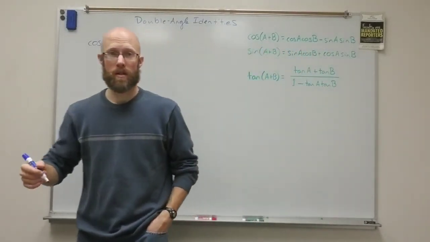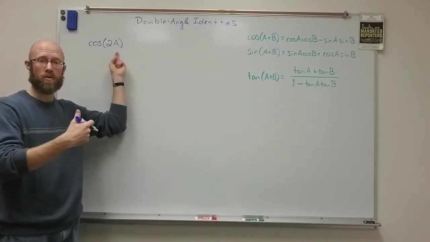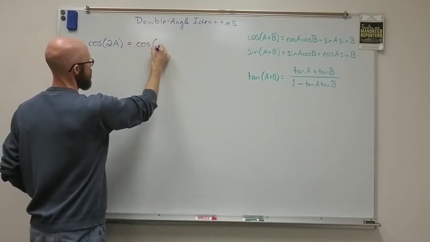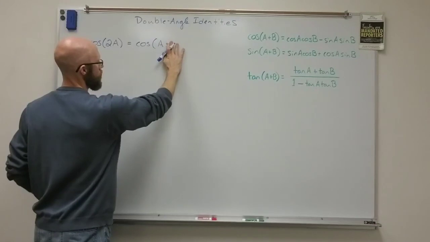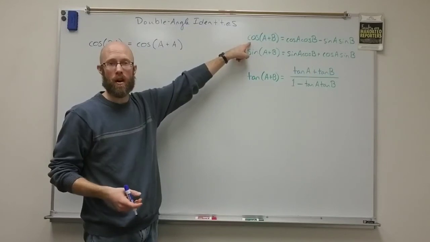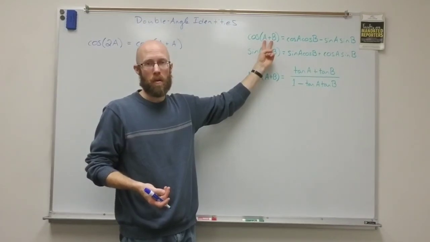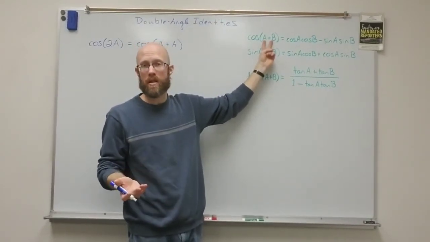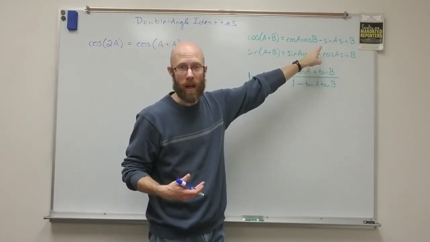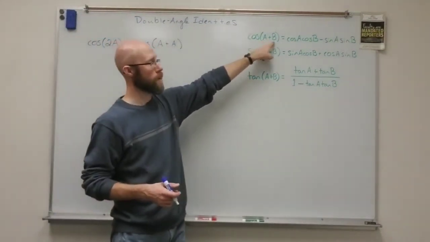So the trick to this is noticing that 2 times anything is that thing plus itself, right? 2a is really a plus a. And so we can rewrite this as the cosine of a plus a. Now we have a formula for the cosine of a sum. We have a plus b in the formula, but the a and the b could be the same thing, a and a. And so what we're going to do is replace all the a's with a and all the b's with a in the formula, okay? Basically plugging a and a in for a and b.